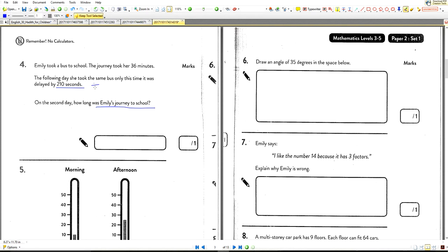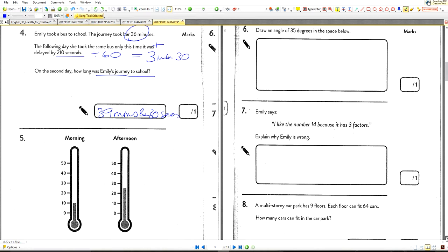We need to divide that by 60 to see how many minutes is in there. So we have 60, we have 120, we have 180. So that'll give you 3 minutes for 180, and it'll give you 30 seconds left over. So we started with 36 minutes, and we're going to add onto that the delay. So that should give us an answer of 39 minutes and 30 seconds, and that's the answer to that question. Let's move on to the next question without any further delay.